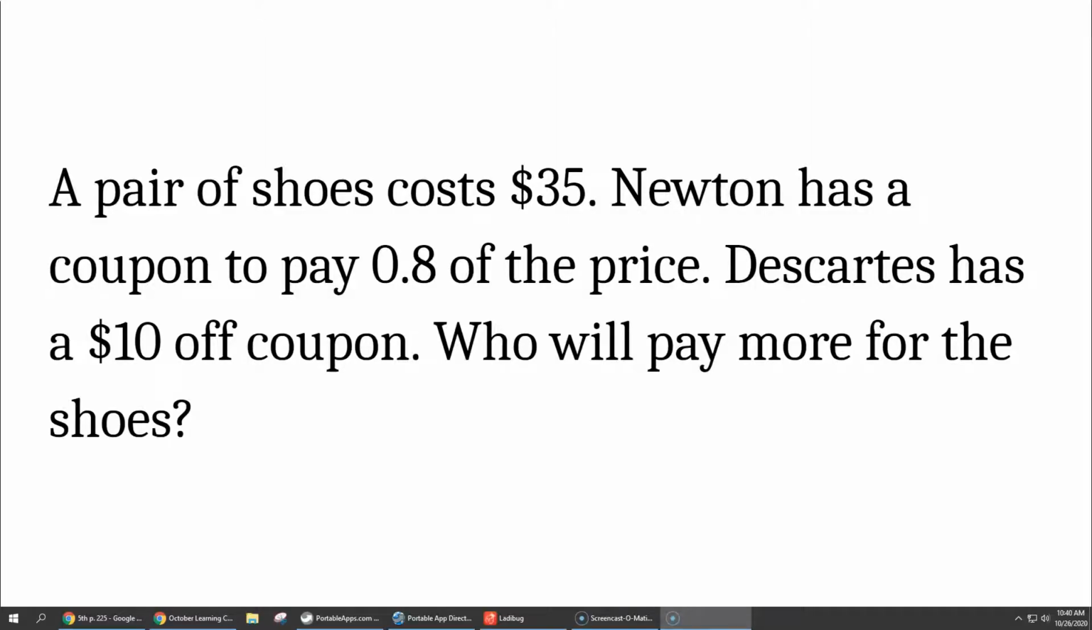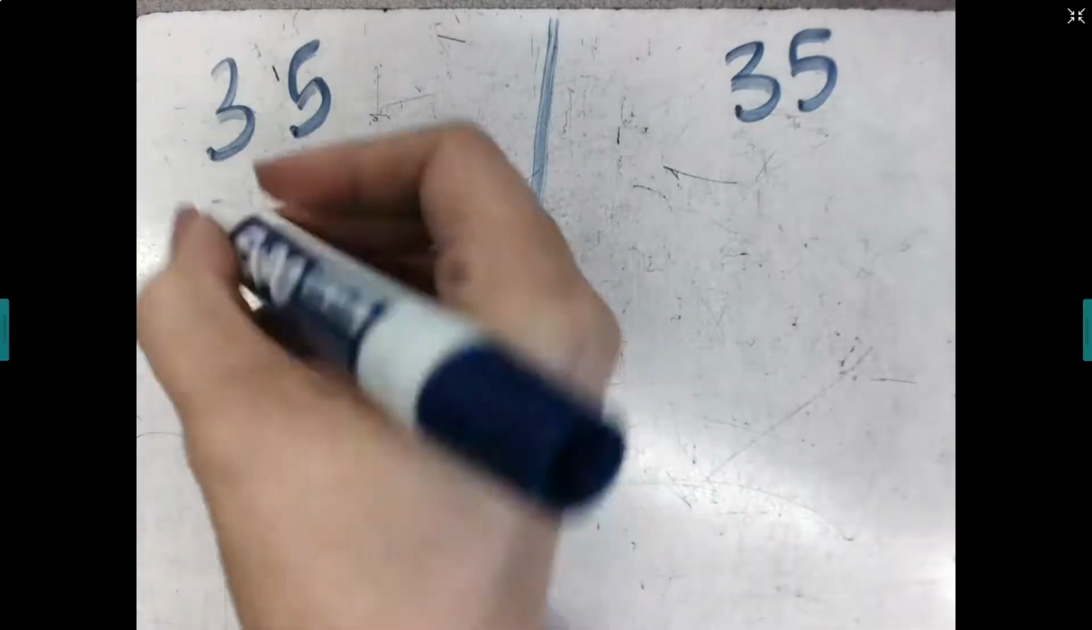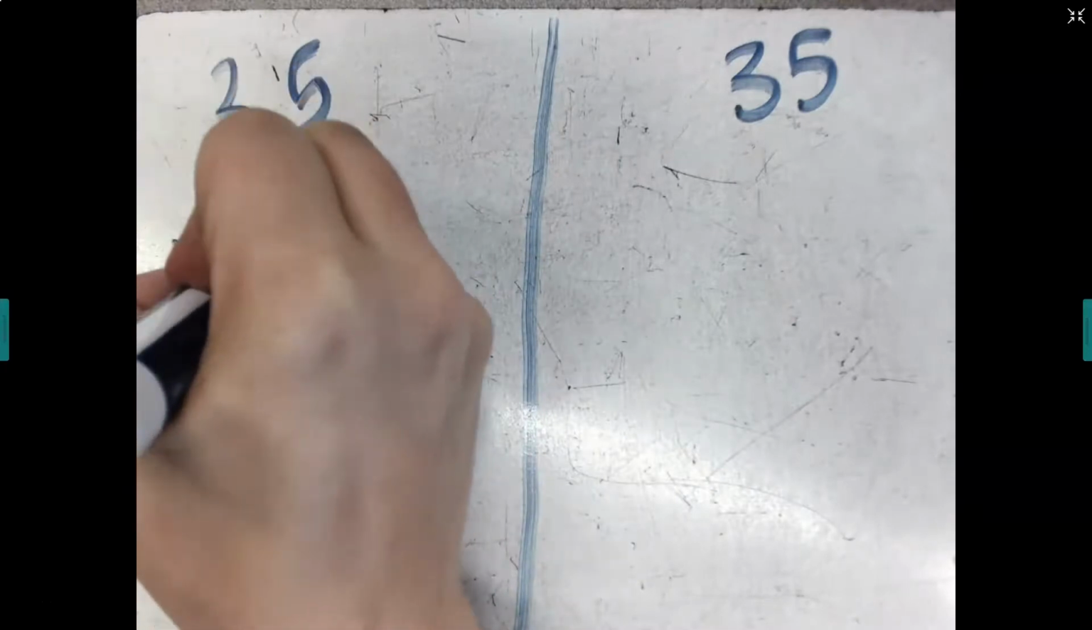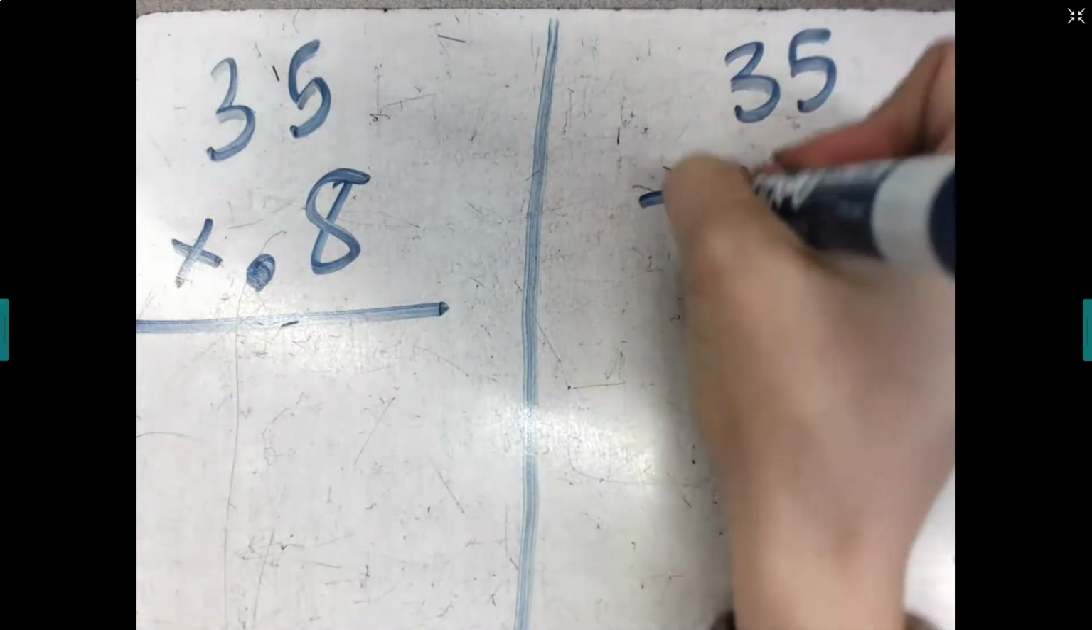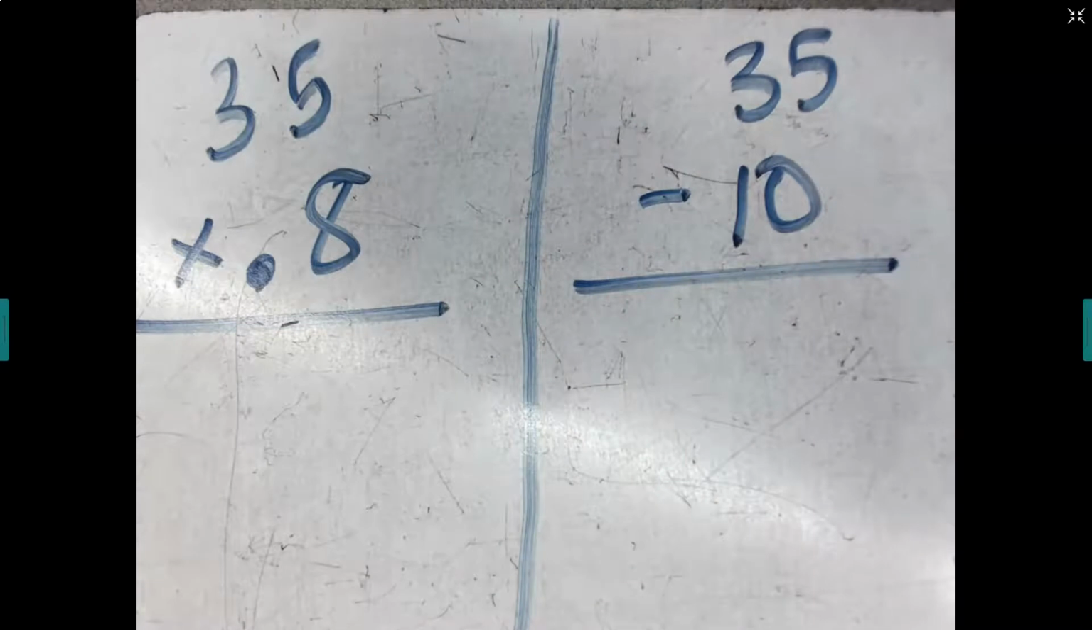A pair of shoes costs $35. Newton has a coupon to pay 0.8 or 8/10 of the price. Descartes has a $10 off coupon. Who will pay more for the shoes? So first of all, we need to think about what 8/10 of means and then think about what $10 off means. Okay, the first coupon was 8/10 of. That simply means you're multiplying by 8/10. $10 off simply means you subtract 10. So you're going to do both of these and see which one is less.